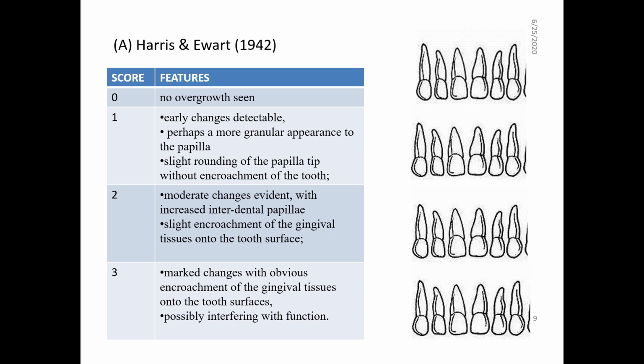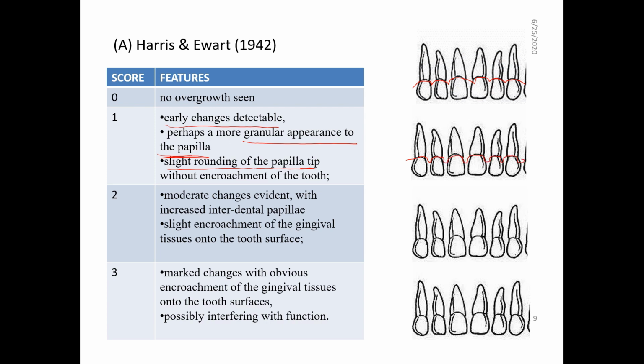So first is score 0, where no overgrowth is seen. So there you can make a firm, resilient, knife-edged gingiva connecting the CEGs. Next is score 1, where early changes are detectable. There will be more granular appearance of the papilla, and there will be slight roundening of the papilla tip without encroachment of the tooth, without covering the tooth surface. So we can show slight roundening of the tip.